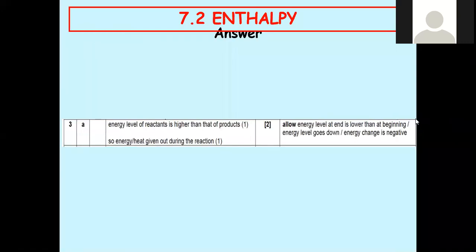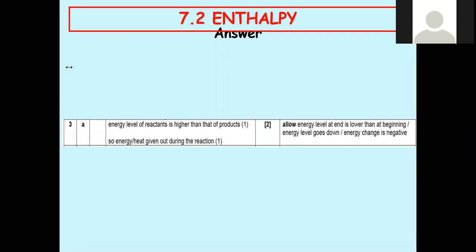So mark scheme, this is what they say. Energy level of reactants is higher than that of products. Well, that's what I said in my answer. So energy heat is given out during reaction. Now, you could literally just write those 2 sentences, but what we're looking at at A level is a full comprehensive answer, so something along the lines of what I wrote, and I can write it here again.